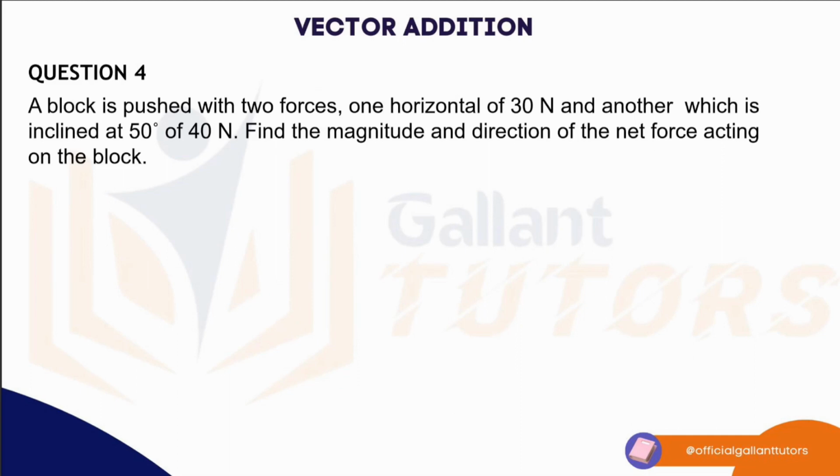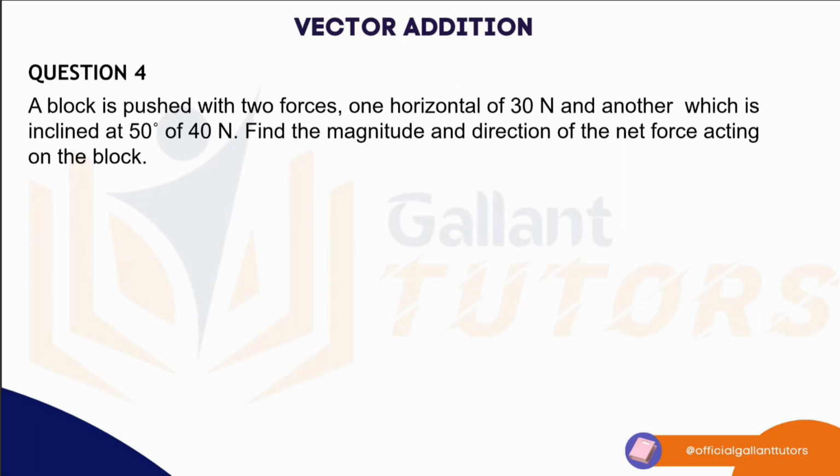Yes, the last question for today. They said a block is pushed with two forces, one horizontal of 30 Newton and the other which is inclined at 50 degree of 40 Newton. That is 50 degree between both, right? So find the magnitude and direction of the net force acting on the block. When they say net force, don't disturb yourself. They mean resultant. Don't stress your life.